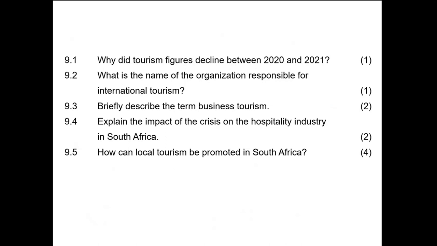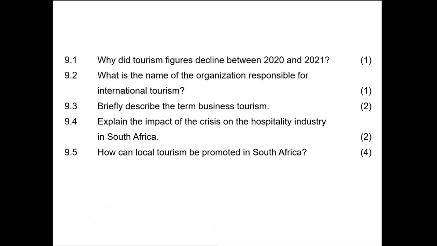There we have Roosendaal High, question 9.1, because of the COVID-19 pandemic. Yes, sir. So everywhere, tourism figures declined globally because of the COVID pandemic. Then question 9.2, what is the name of the organization responsible for international tourism?